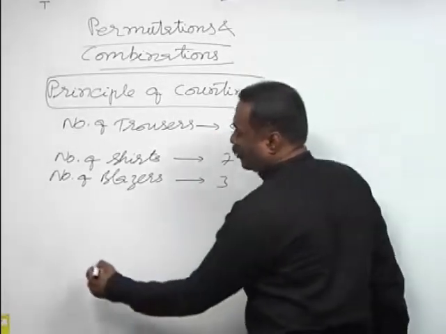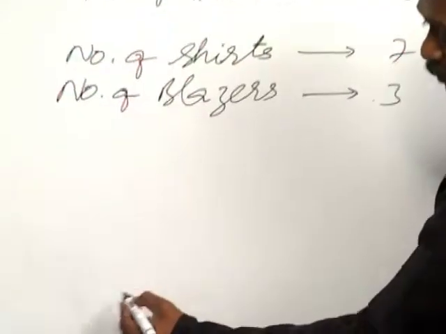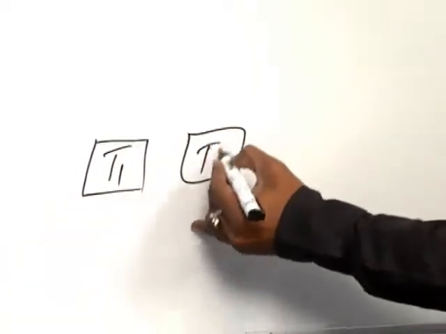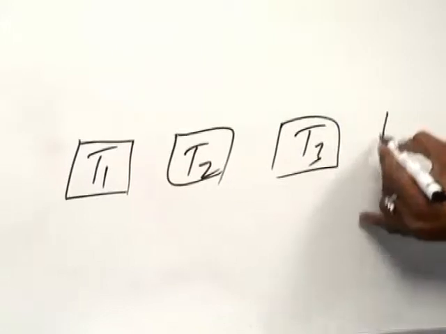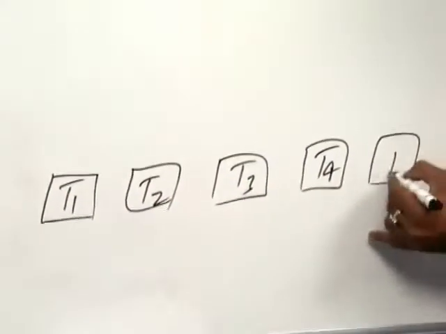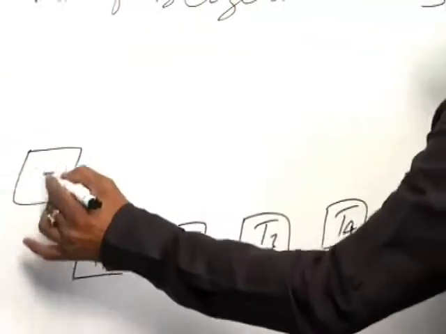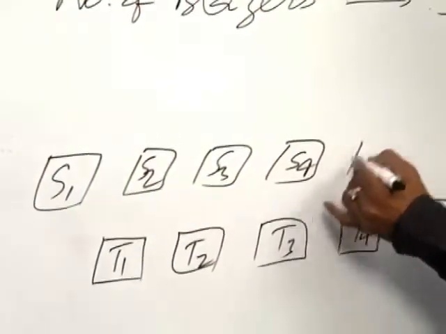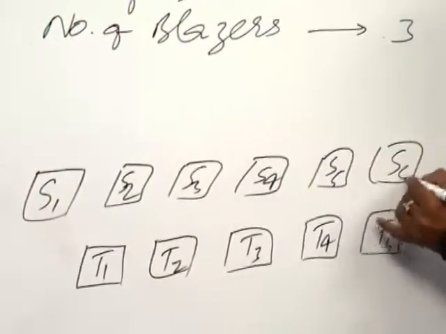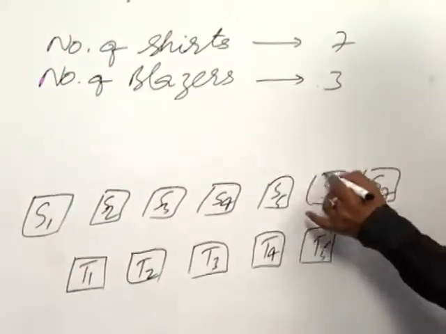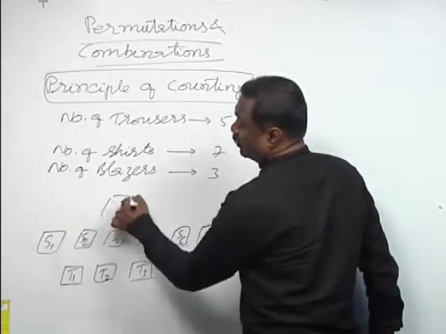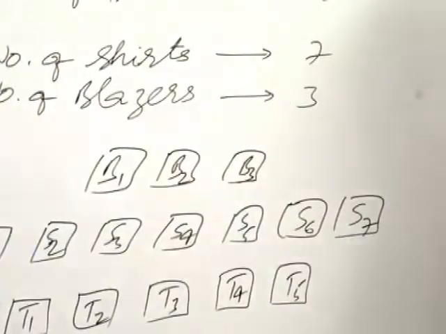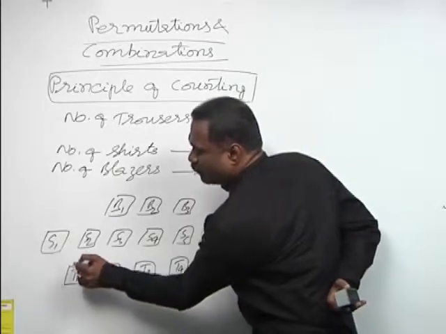You can see how many trousers are there. Let me label them for better understanding: trousers T1, T2, T3, T4, T5. And shirts S1, S2, S3, S4, S5, S6 and S7. These are the shirts. And blazers B1, B2 and B3. Now let us start from the first trouser and first shirt.